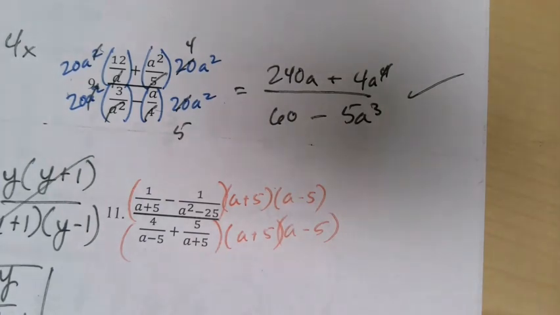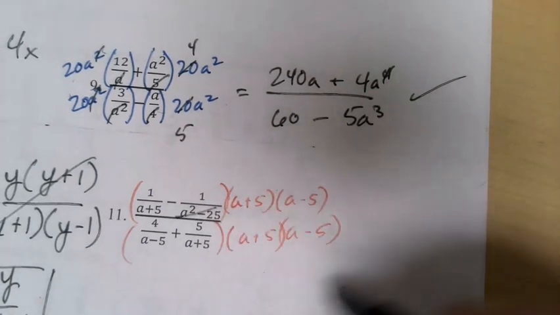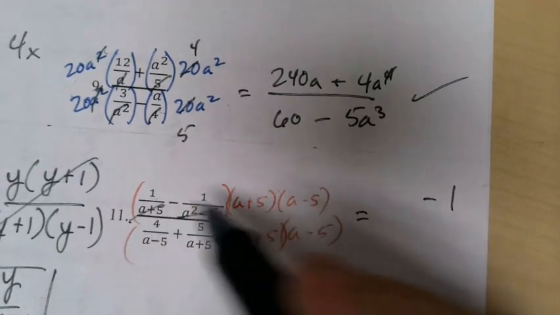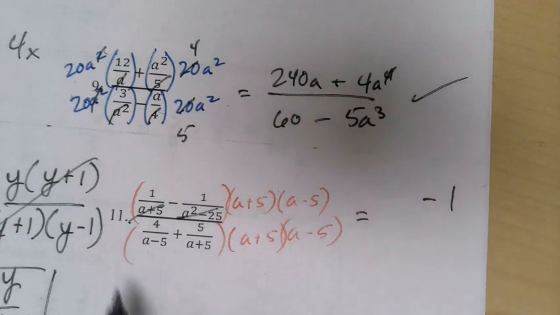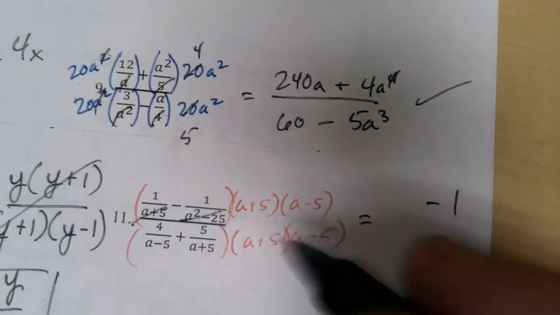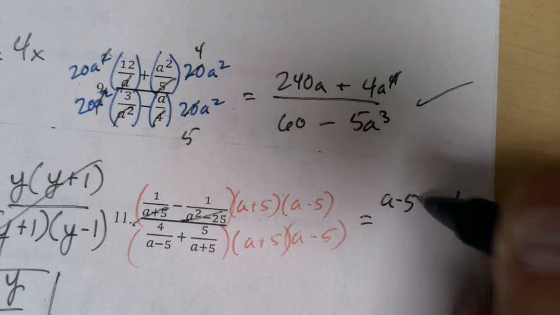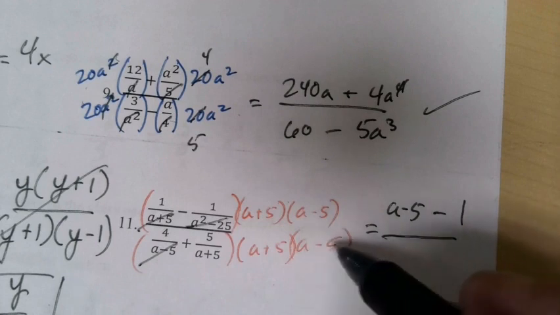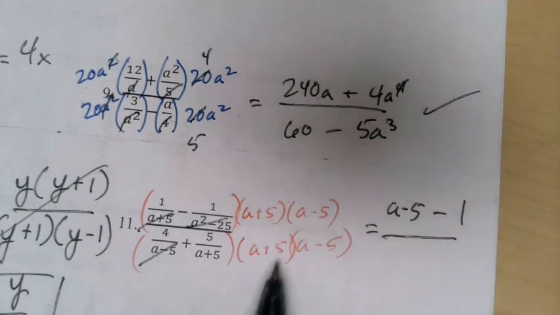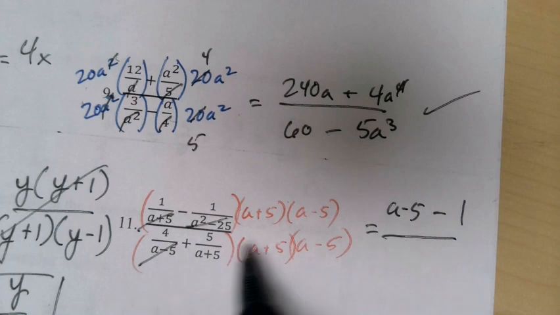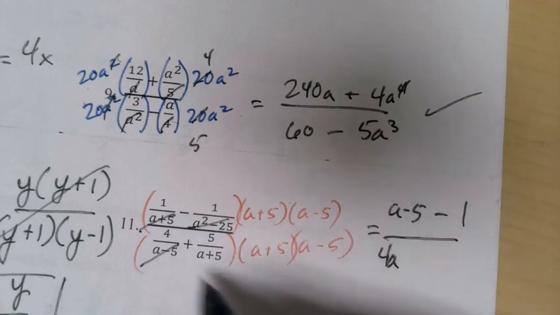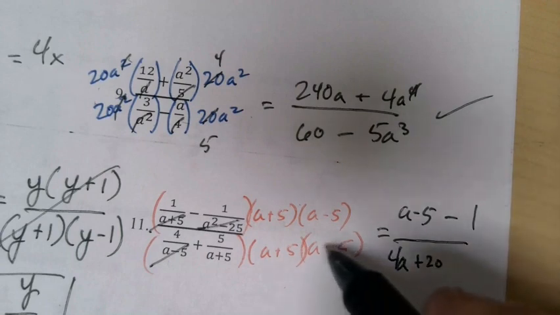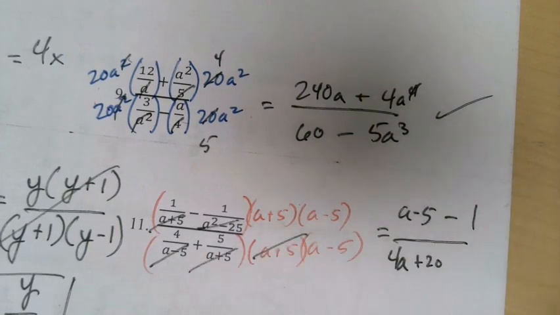Now check out what happens. Here, that totally cancels, and I get minus 1. Here, the a plus 5 cancels that a plus 5, and I get 1 times a minus 5. On the bottom, a minus 5 cancels a minus 5, and I get 4 times a plus 5. Let's distribute that. 4 times a is 4a. 4 times positive 5 is positive 20.